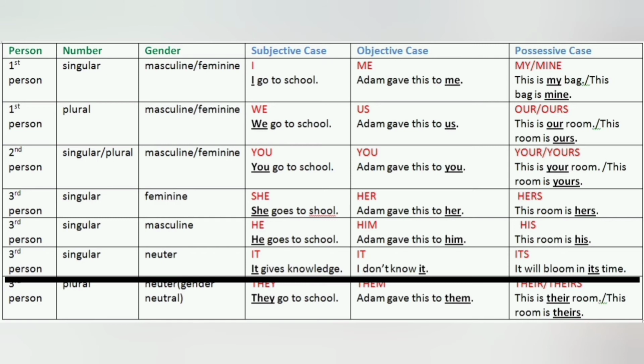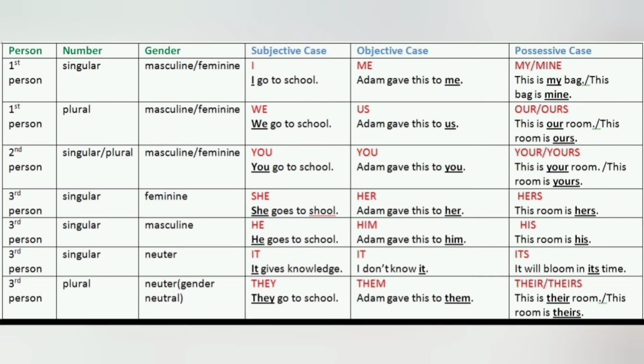In the objective case, we still use it, and it is used also to show that it is the receiver of the action word. So we can say in a sample sentence, I don't know it. But when it comes to possessive case, we use it with an S. This is to show ownership of something or possession of something by that thing or animal or plant. So in a sample sentence, we might say, it will bloom in its time. So it is the owner of its time.